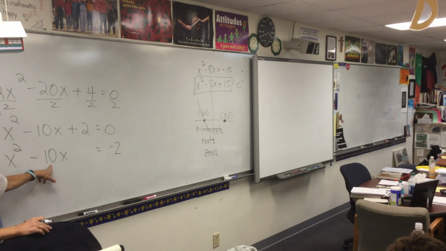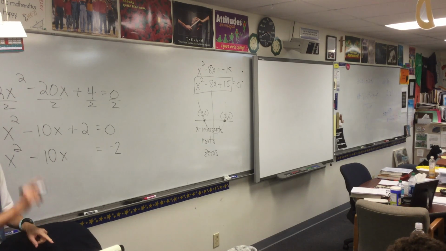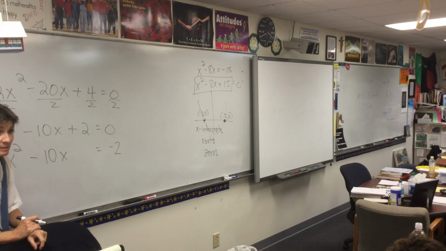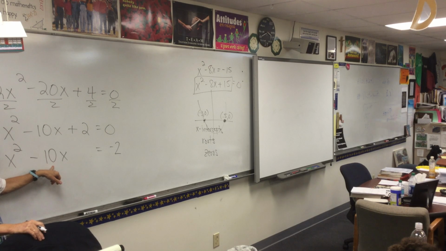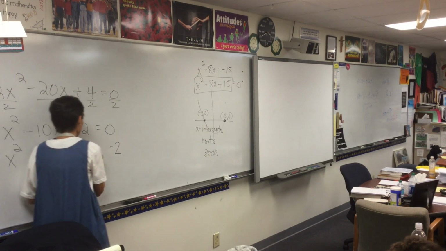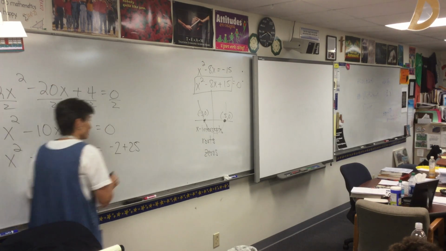It has to do with this number. You do something to this number. And? Yes, that's exactly right. So half of 10 is 5, squared is 25. So we're going to add 25 to both sides.